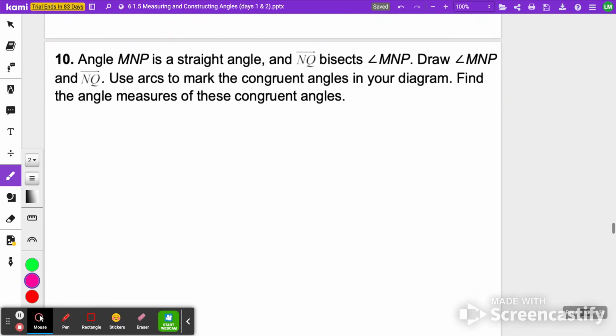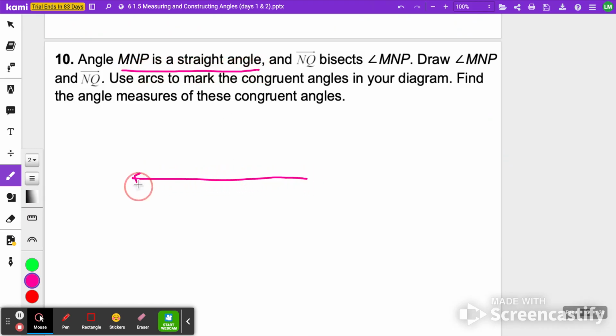Our last example, example 10, says angle MNP is a straight angle. NQ bisects MNP. Draw MNP and NQ. Use arcs to show the congruent angles in your diagram. Find the angle measures of these congruent angles. So first, let's start with angle MNP is a straight angle. That just means it's a straight line.